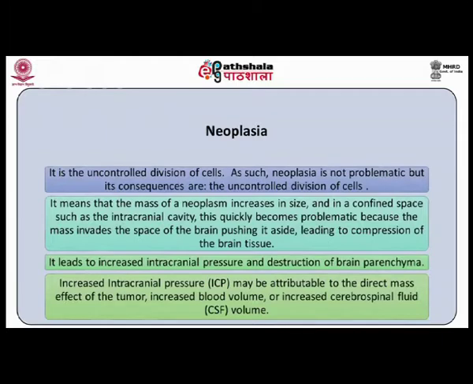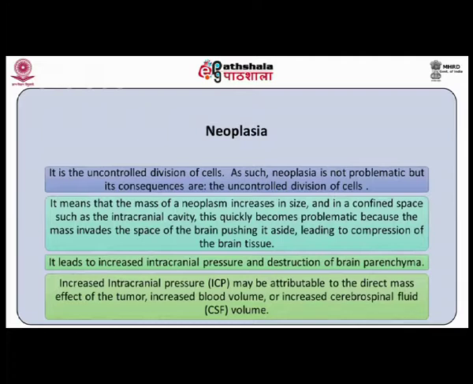Third, neoplasia. It is uncontrolled division of cells. As such, neoplasia is not problematic, but its consequences are. The uncontrolled division of cells means that the mass of neoplasm increases in size, and in a confined space such as the intracranial cavity this quickly becomes problematic, because the mass invades the space of the brain, pushing it aside, leading to compression of the brain tissue. It leads to increased intracranial pressure and destruction of brain parenchyma.